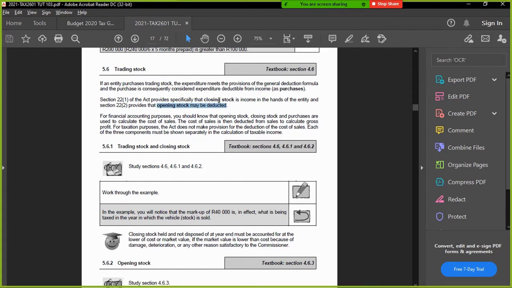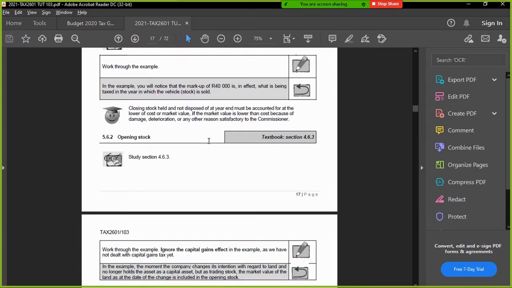Does it say that here? Yeah, closing stock is income in the hands of the entity. See, you add it back. Closing stock is actually a special inclusion. So you add back the one, you subtract the other. Make sense? Okay.